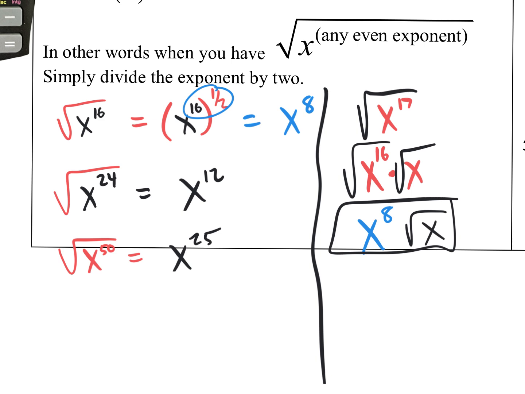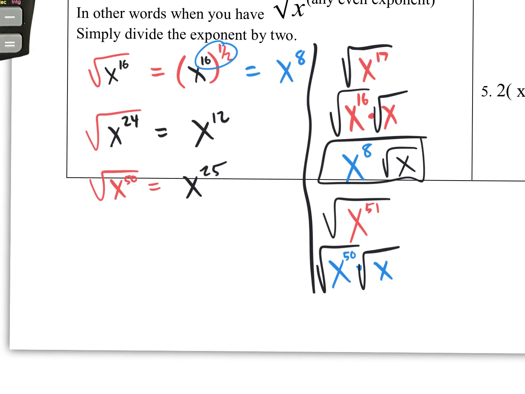Let's try another one. Let's say the square root of x to the 51 power. We would like it to be an even exponent, so we're going to rewrite it as what? X to the 50 times x to the 1, and then we're going to split the root, and then you'll be able to have your final answer, which is x to the what? 25 times the square root of x.